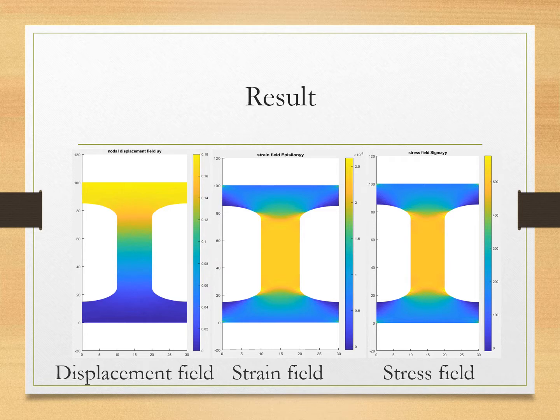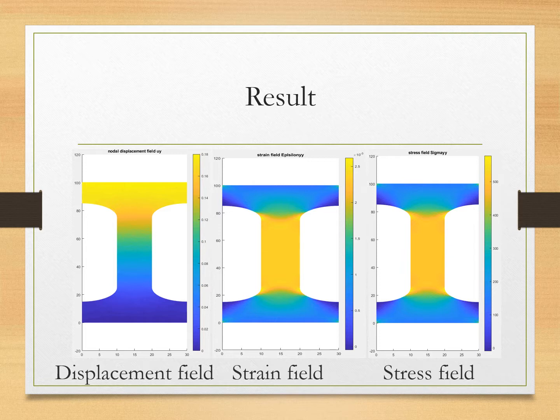So here we have the results in the form of 3 graphical representations: displacement field, strain field, and the stress field. Take a look at the displacement field. We can see that the maximum displacement at the time of the rupture is around 0.2%. Moving on to the strain field, at the time of rupture, the maximum strain is around 0.25%.